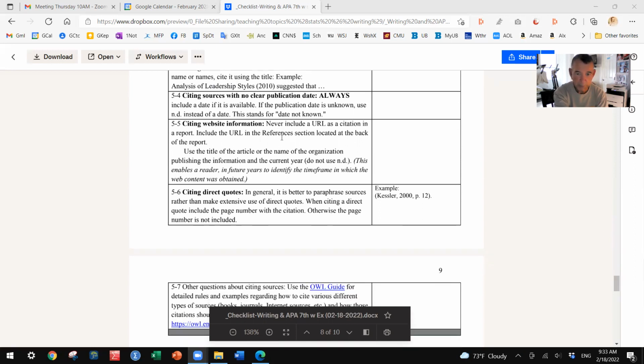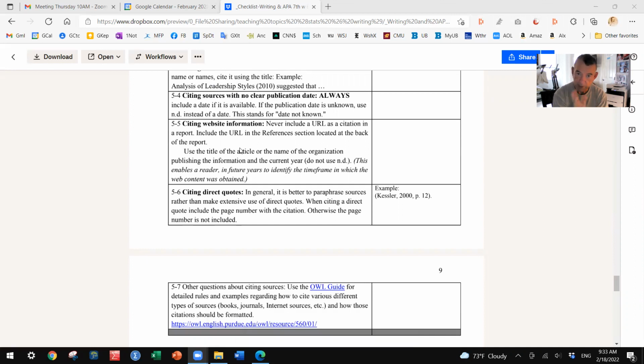Citing sources with no clear publication date. Always include a date if it's available. If the publication date is unknown, use n.d. instead of a date. This stands for date not known. The exception is for URLs, because with a URL, there's no date pointing to a website.